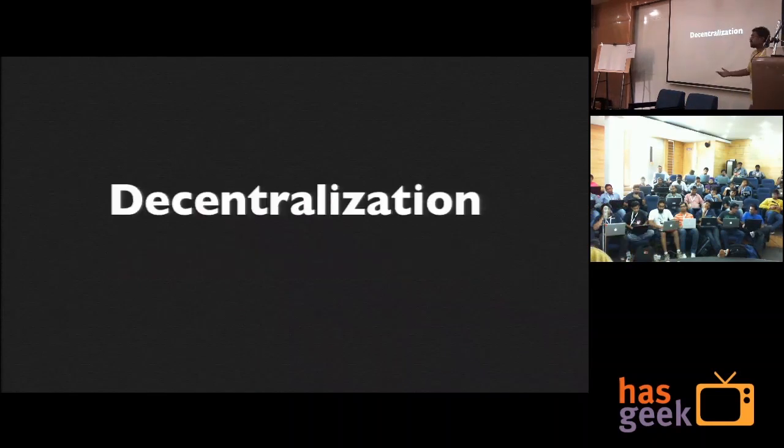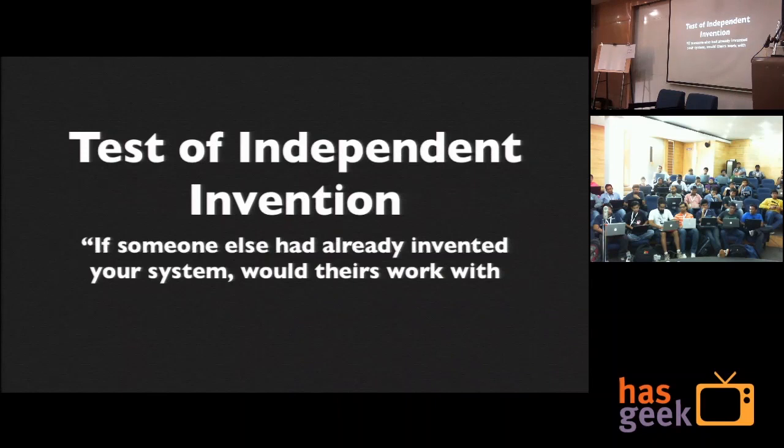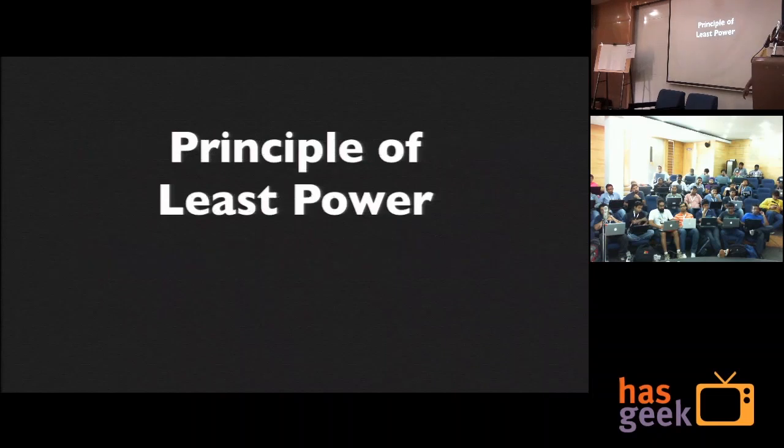That is important. Decentralization is, don't have a single blocking point, basically. Right? And the test of independent invention. I don't think we have it, some part of it got cropped away, but that's because right outside there was an Adobe update which just took away all my fonts. Anyways. But the test of independent invention basically simply says, if somebody else has already invested in your system, would their system work with your system? So is your system independent enough that someone else's system will also work with it? You can go and read up on this. This is not something that we're going to spend a lot of time on in the things we do, though. But some part of it is important, actually.